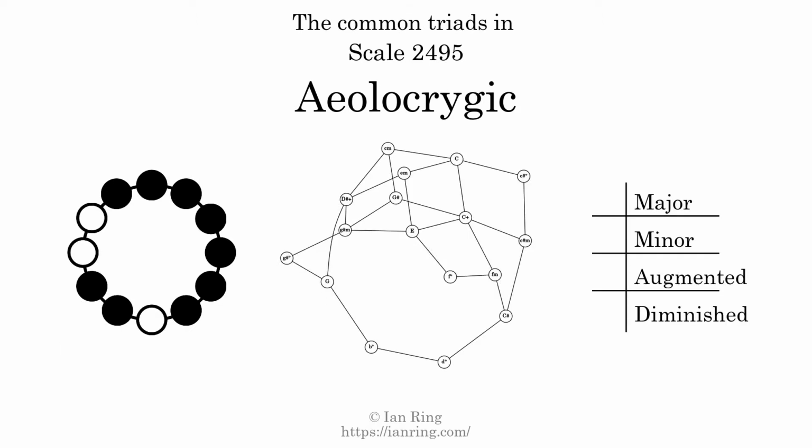The diagram in the center is a graph of parsimonious voice leading between triads. There are 5 major triads. There are 5 minor triads. There are 2 augmented triads. There are 5 diminished triads. Here is a Hamiltonian path of parsimonious voice leading that uses all the triads.